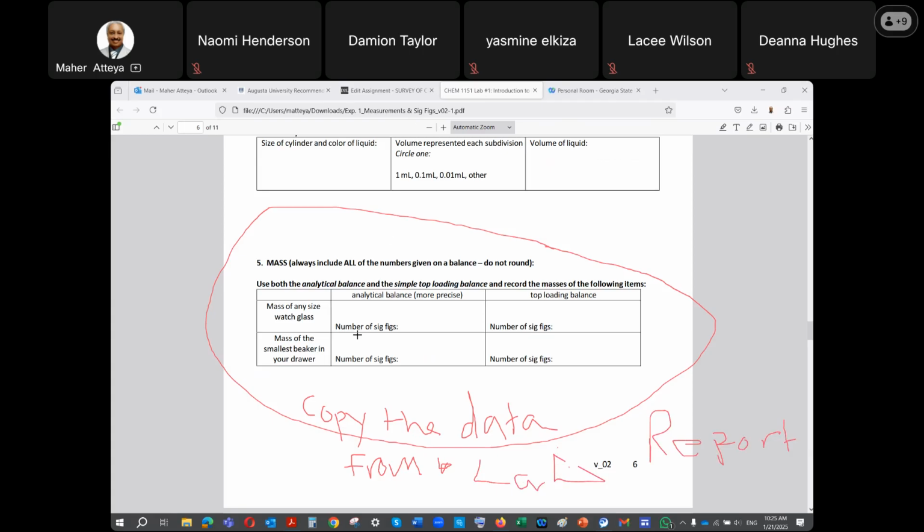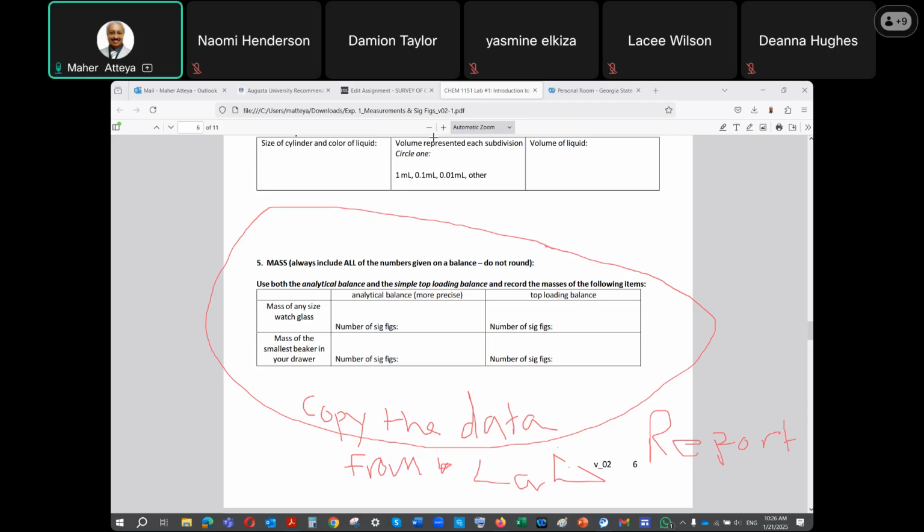We have two types of glassware: a flat watch glass, and a small tiny beaker. You will use those two pieces of glassware. You have balances. One balance is called the top load, which is less precise, and the second one is the analytical balance, which is very precise and will give you more significant figures. Give you what? More significant figures.